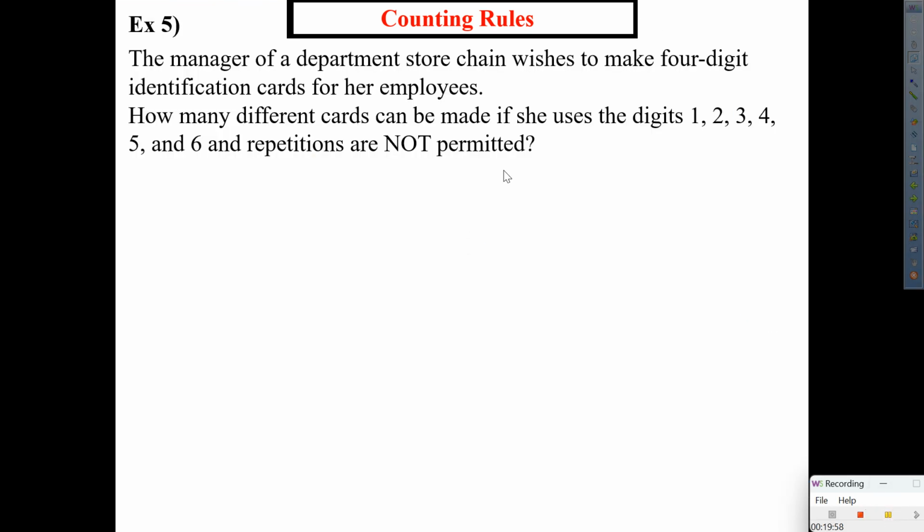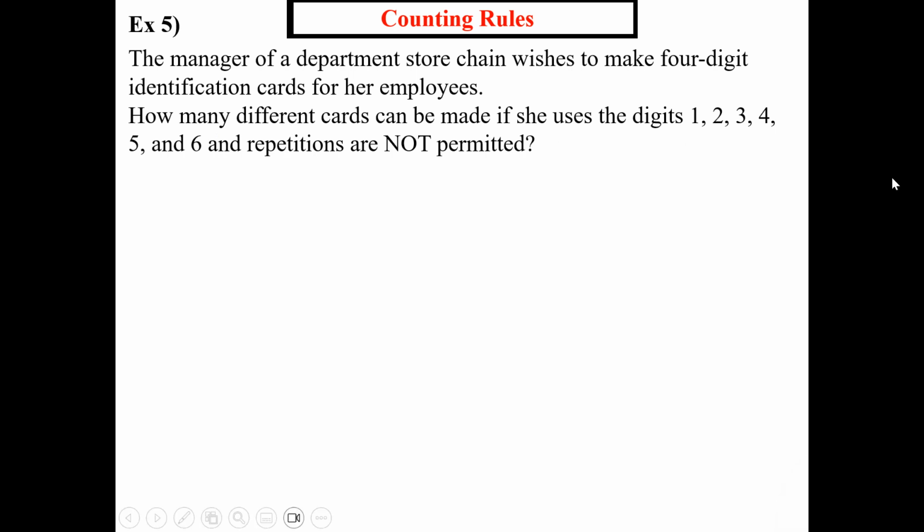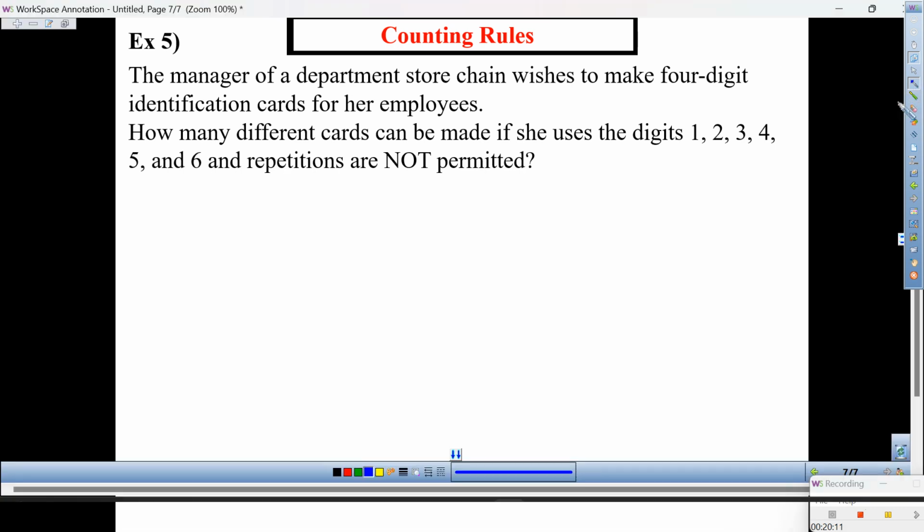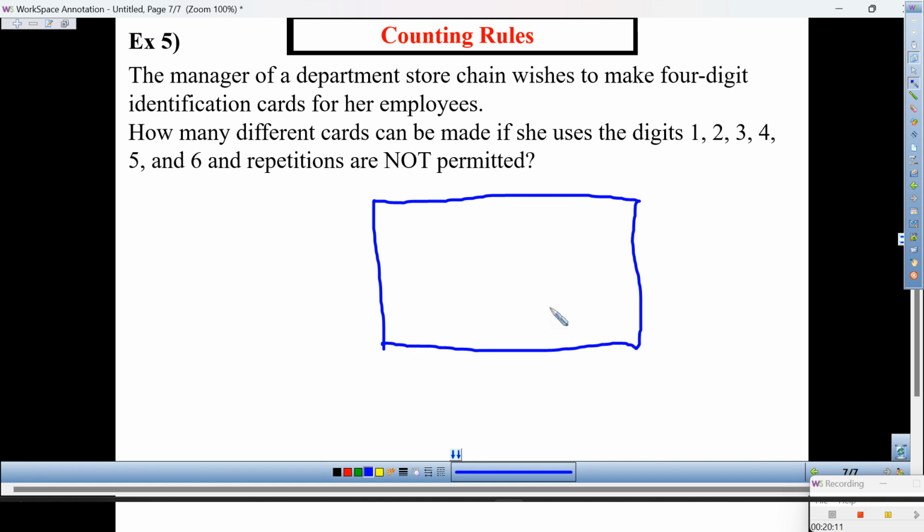Once again, the problem is the same as the one we just did with the manager. Same thing. The question is different, though. How many different cards can be made if she uses digits 1, 2, 3, 4, 5, and 6, but repetitions are not permitted? Four slots, 1, 2, 3, 4. Repetitions are not permitted.